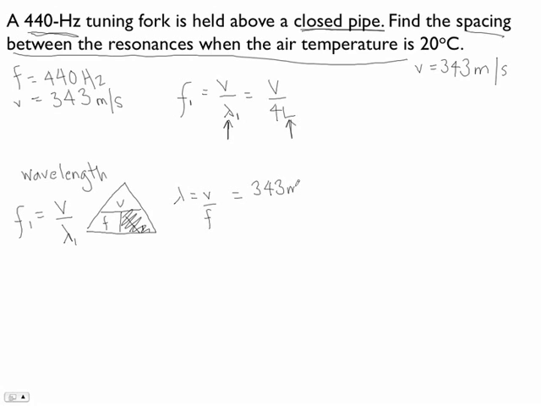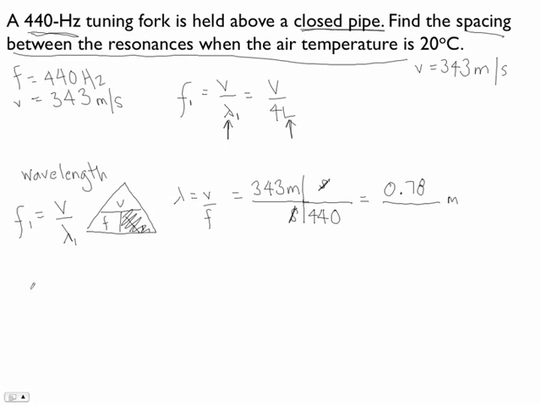I have 343 meters per second. I'm going to write it like this so I can check my units and make sure they're right. And then you have 440 hertz. And remember, hertz is equal to seconds to the negative 1, so the S goes up here. And so this S crosses out, and this S crosses out. And you have 343 over 440, and you know it's going to be in meters. And that's going to be 0.78.